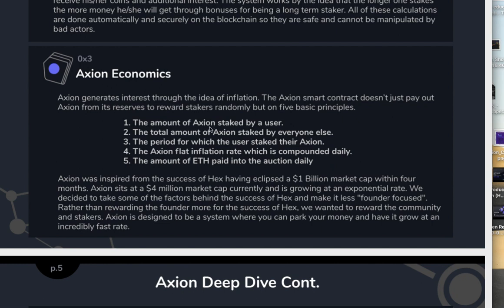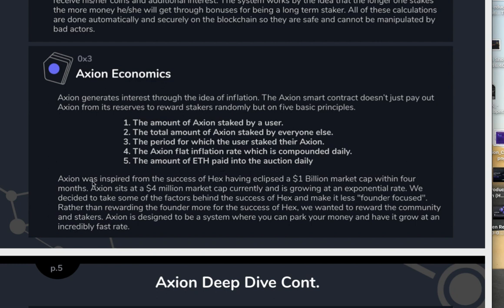The amount of Axion staked by a user will determine how much you get. The total amount of Axion staked by everyone else will determine how much you get. The period for which the user staked the Axion will determine how much you get. So the longer pays better rule applies, and obviously the larger pays better rule applies. The Axion flat inflation rate, which is 8%, is compounded daily. Outstanding. And the amount of Ethereum paid into the auction daily.